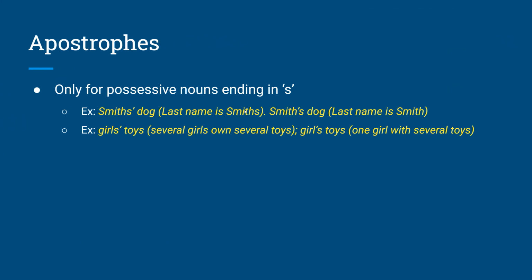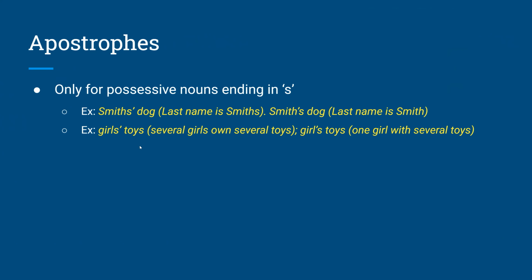Last name is Smiths with an S. Smith's dog, apostrophe S, means their last name is Smith. So again, if you have a proper noun, a last name where you're trying to show possession and the name ends in S, you only include the apostrophe.